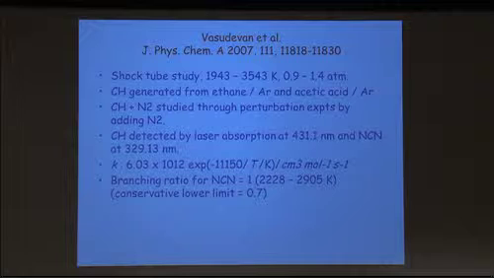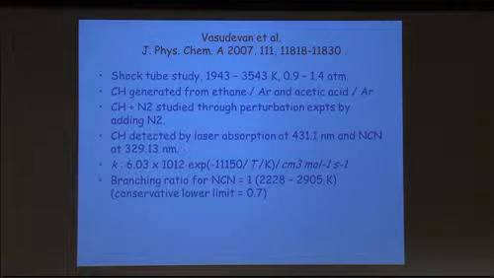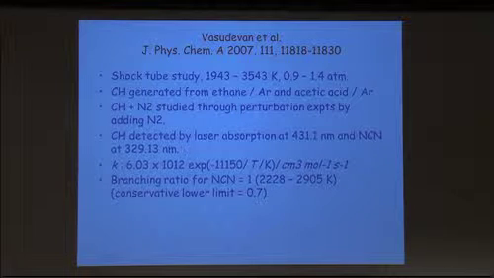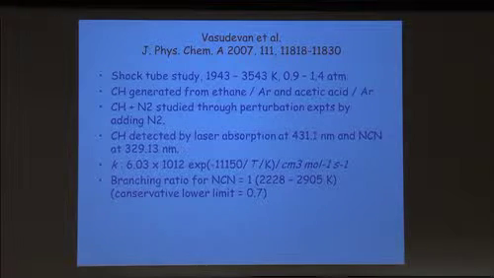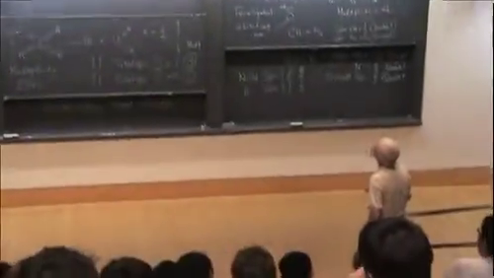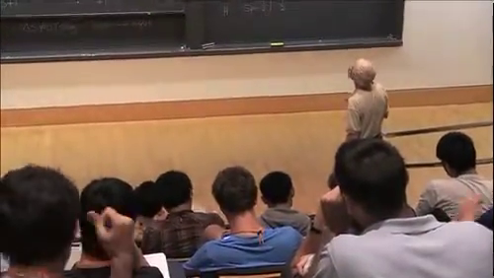And the experiments that I'll show you the results of show that the branching ratio for NCN, the best value, is unity. And a conservative lower limit is 0.7. So these are direct experimental observations confirming the theory of Moskalev and Lin that NCN is the product, and demonstrating that the best value for the yield of that product is unity. So those are the experimental measurements of the rate coefficient.